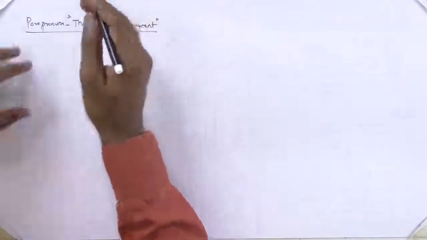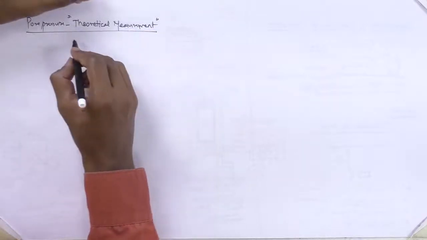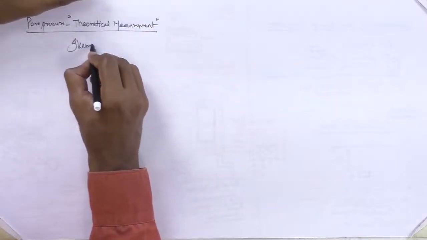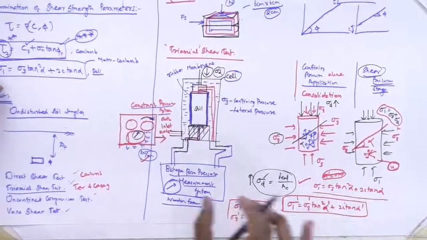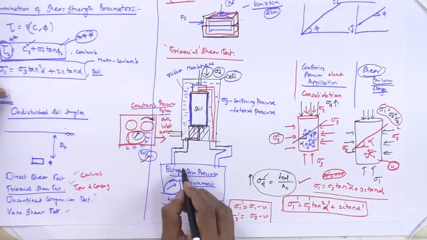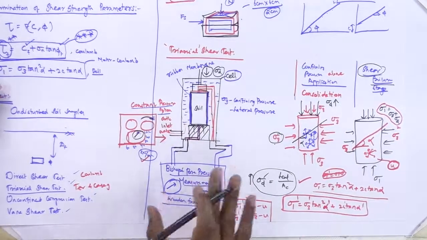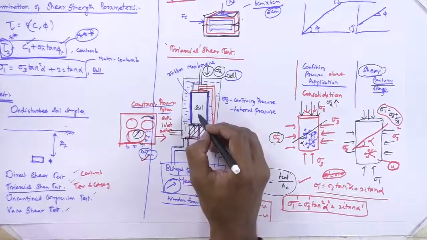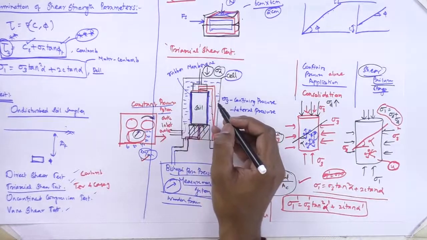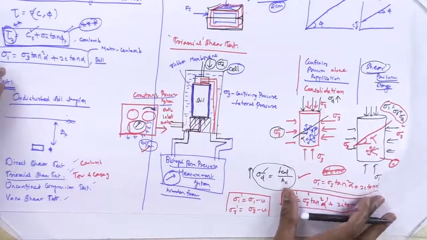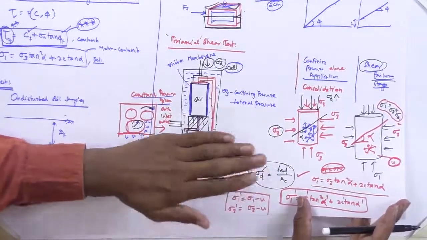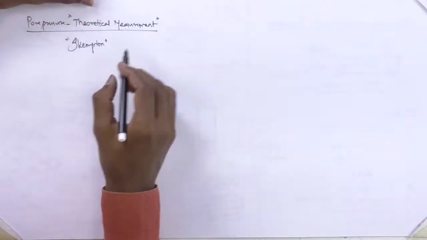This pore pressure can also be theoretically measured, as given by Skempton. So if you do not have Bishop's pore pressure measurement system, you can compute the pore water pressure developed during the test using Skempton's theoretical measurement. No need to connect Bishop's pore measurement. So, Skempton's pore pressure theoretical measurement.